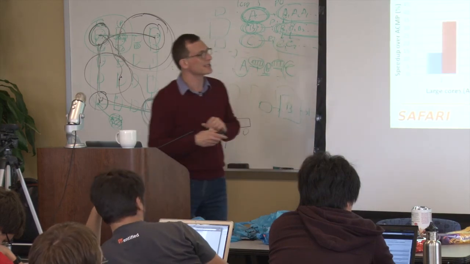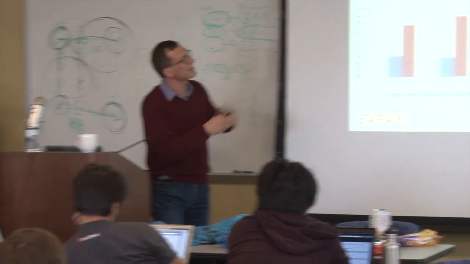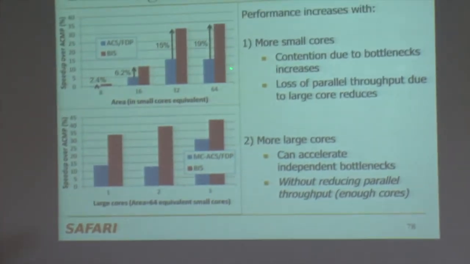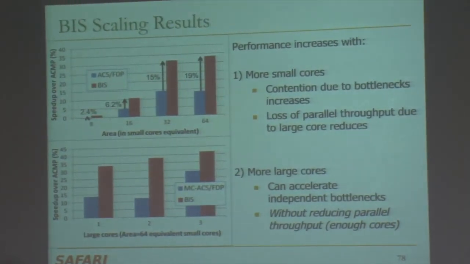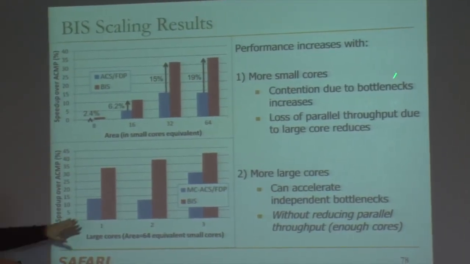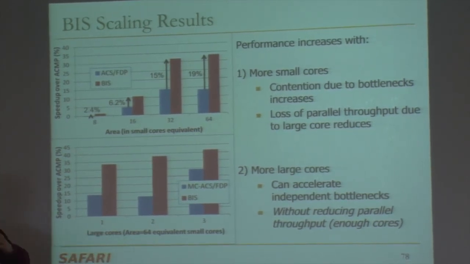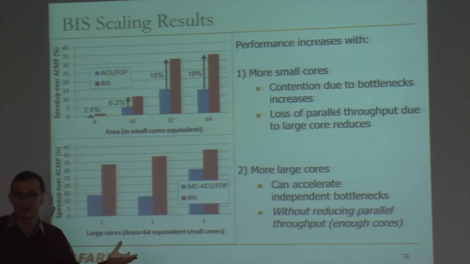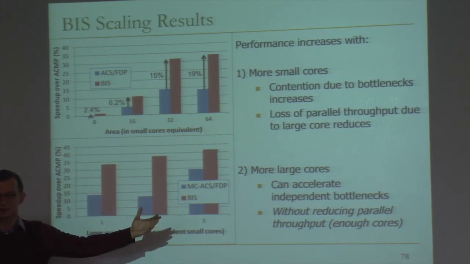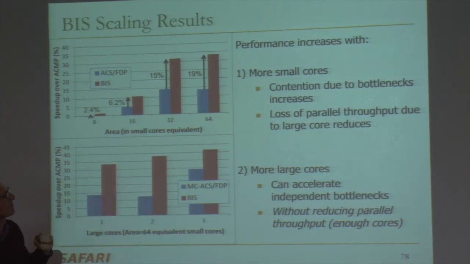OK, I'm going to skip these. But basically, the takeaway is as you add more small cores, the performance benefit you get increases, because as you add more small cores, you get more contention, because the bottlenecks become more important. More threads are contending. That's the scalability problem as you scale the system up. You get more serialization in the system.